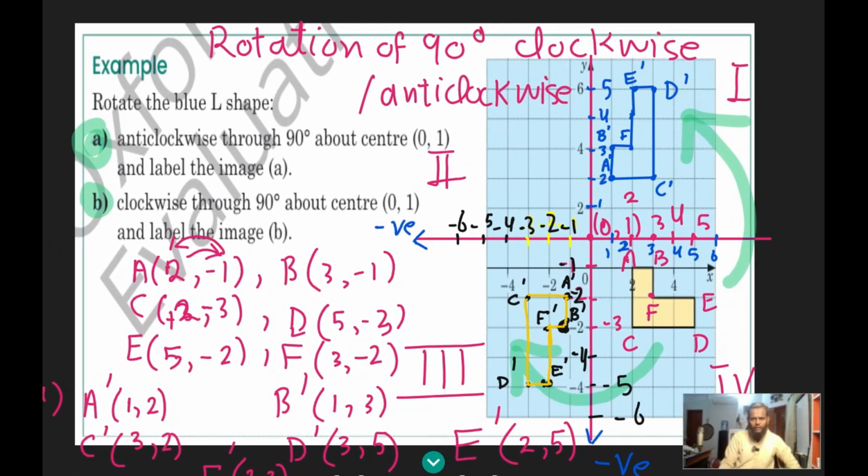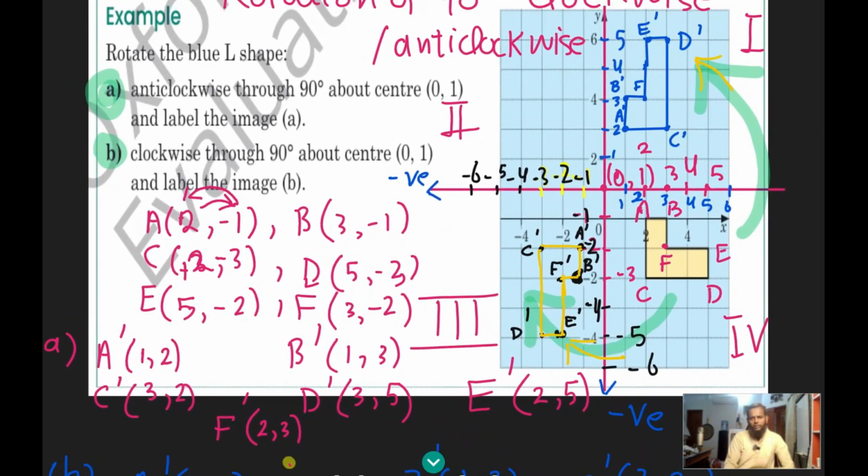Now see the final answer. This figure is the anti-clockwise 90-degree rotation, and this figure is the rotation of 90 degrees. Okay, I hope the concept is clear, and I revised it again.